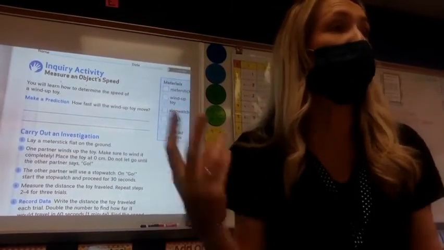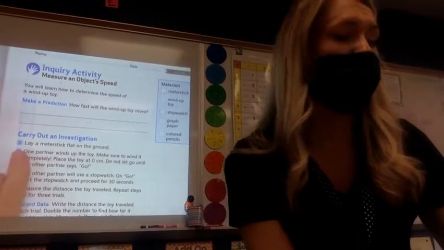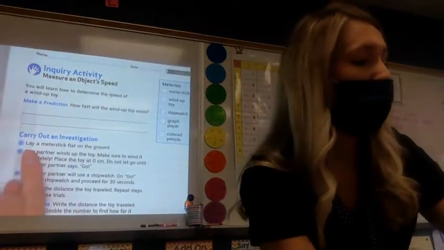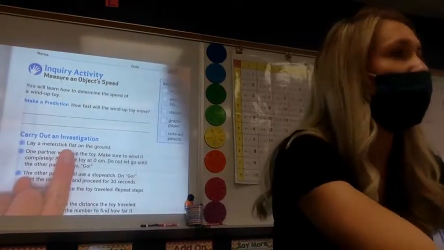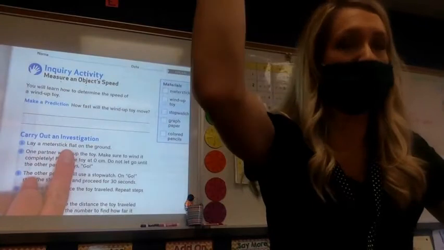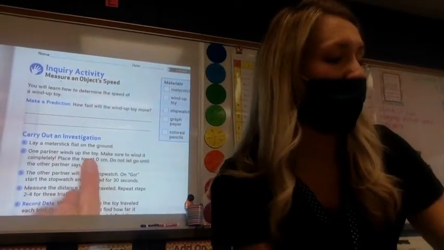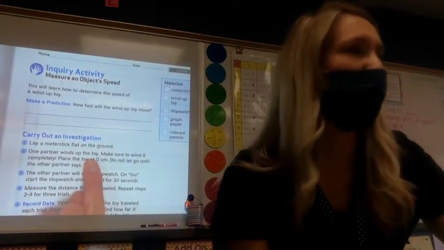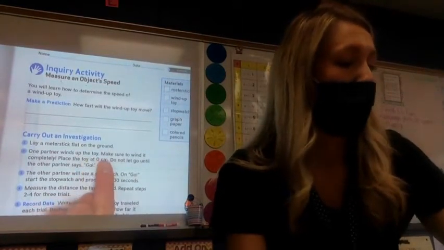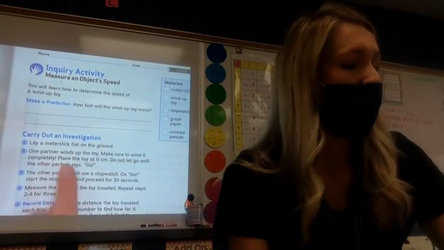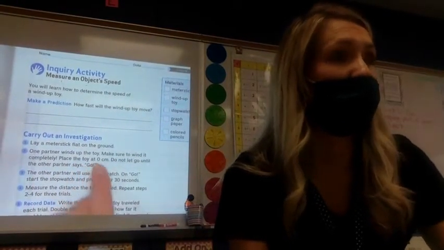Okay, so we're going to carry out an investigation, and we're going to look at what we're going to do together. Because remember, it's important we know what we're doing. So everybody point to number 1 on our investigation page. Number 1 says lay a meter stick flat on the ground. Instead of a meter stick, you're going to use a ruler. Number 2, one partner winds up the toy. So what is one partner doing? Wind up the toy. Make sure to wind it completely. Place the toy at 0 centimeters.